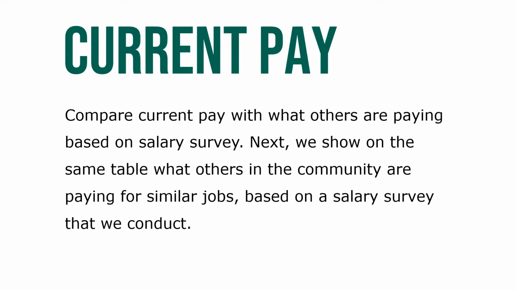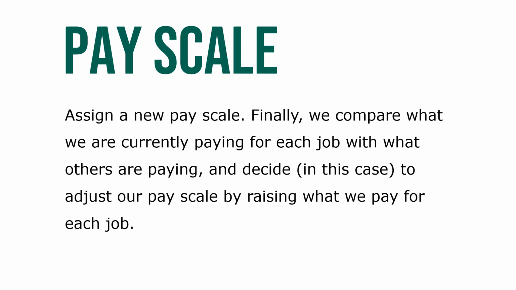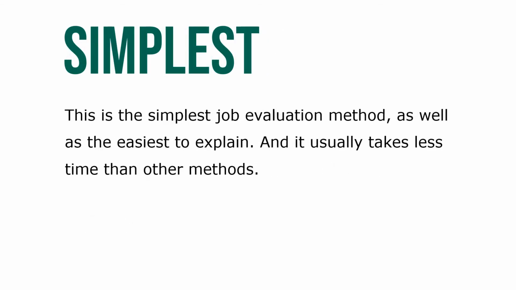Then we compare the current pay policy with what others are paying based on the salary survey. Next, we show on the same table what others in the community are paying for similar jobs based on salary surveys that we conduct. Then we assign a new pay scale. Finally, we compare what we are currently paying for each job to what others are paying and decide, in this case, to adjust the pay scale by raising what we pay for each job. This is the simplest job evaluation method as well as the easiest to explain, and it usually takes less time than other methods.